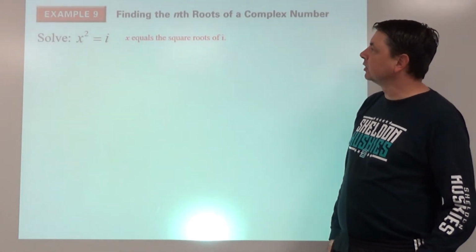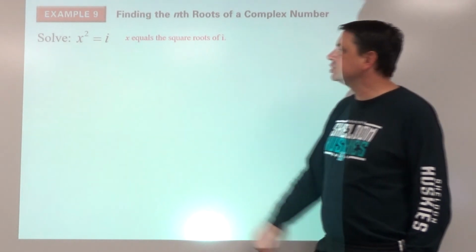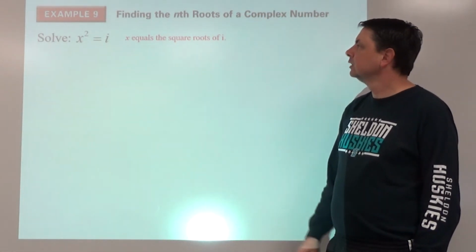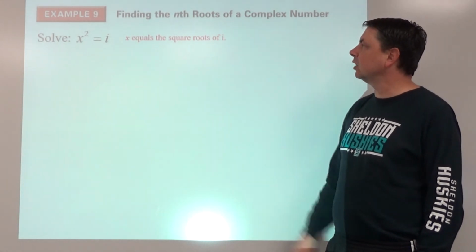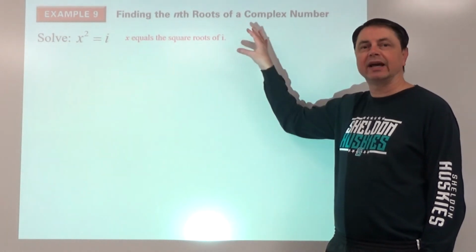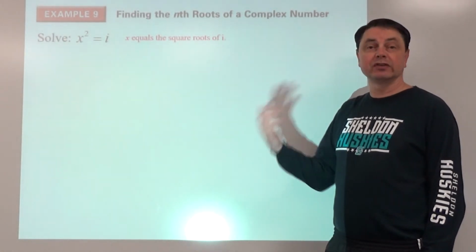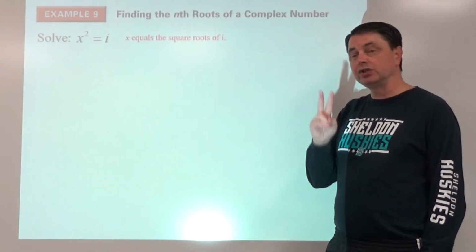All right, example number 9. Solve the equation x squared equals i. X is going to be all the square roots of i. So we're going to get to that question that was asked at the beginning. And we're talking about all of the square roots. So there's going to be 2 of them.